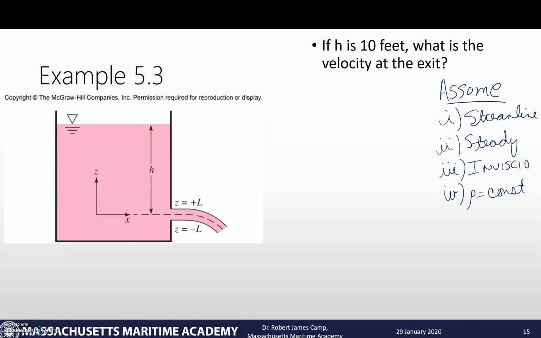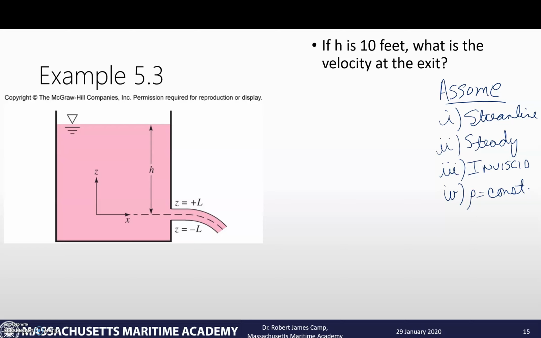So let's talk about those assumptions really quickly. We're going to draw a streamline in, so we're going to assume that we have one. Steady flow. There's absolutely nothing in the problem that says the flow is dependent on time, so we can assume steady. We're going to assume an inviscid flow. Once again, we're going to assume there's no friction within the system, and we're also going to assume that density is constant. We're going to assume it's a liquid, so it's generally incompressible.